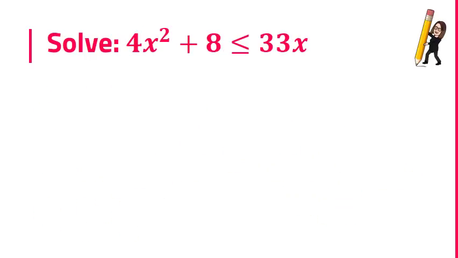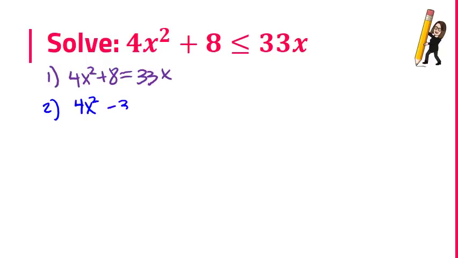All right, let's take a look at another example here. First step is going to be to write this as an equation for the time being. So I'm going to say equals 33x. And then we want to solve. So to solve, I need to first kick everything to one side. I can't solve without doing that, okay?